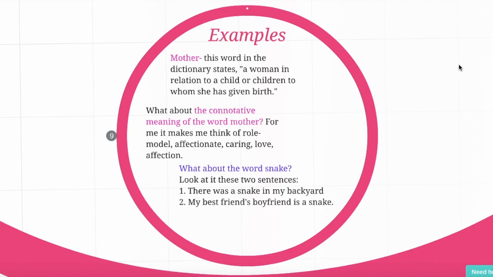And then this is my favorite example, the word snake. We look at the word snake. There was a snake in my backyard, or my best friend's boyfriend is a snake. Think about the denotative definition of snake. It's a reptile, right? And it might be a longer definition than that, but we don't have to look it up in the dictionary. We know what an actual snake is. But the connotation of the word snake in sentence number 2, my best friend's boyfriend is a snake. It doesn't mean that he's a reptile crawling around in my backyard. It means that he is doing something that is underhanded. So the connotation of that word indicates to me that the boyfriend is not a good fella.